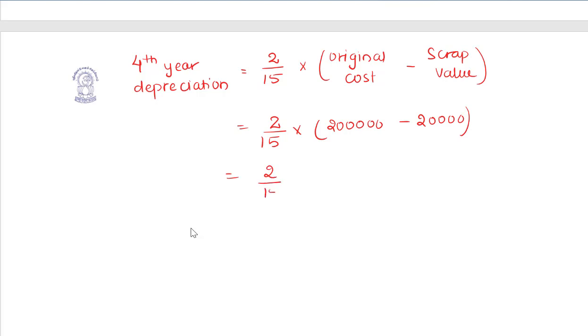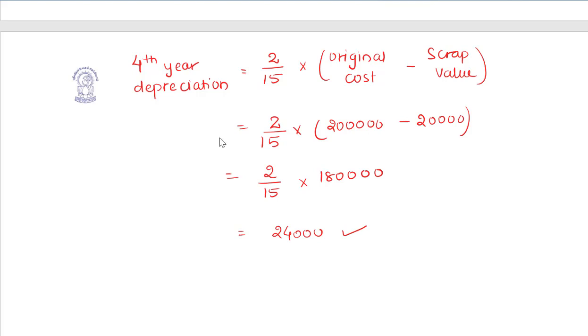So 2 by 15 multiplied by 1,80,000. Do it on your calculators. 2 by 15 multiplied by 1,80,000, which comes to 24,000. Kindly check it once again. 1,80,000 multiplied by 2 divided by 15, which is 24,000. I believe it is clear.